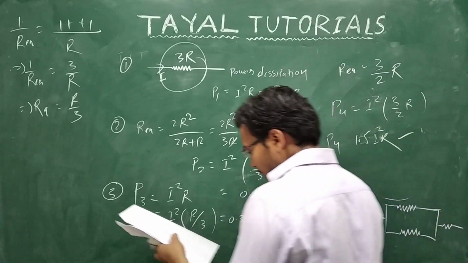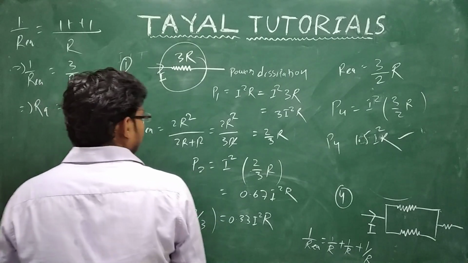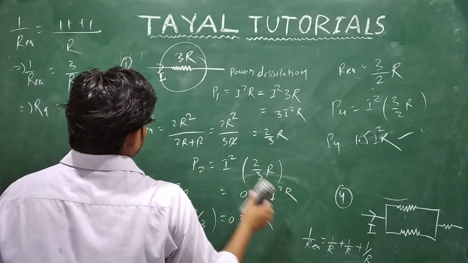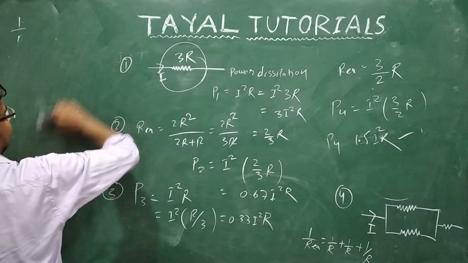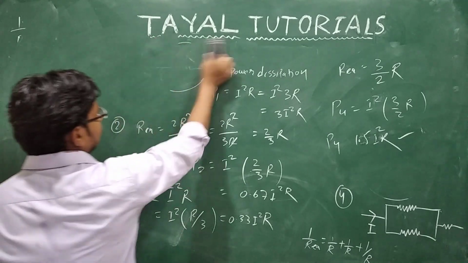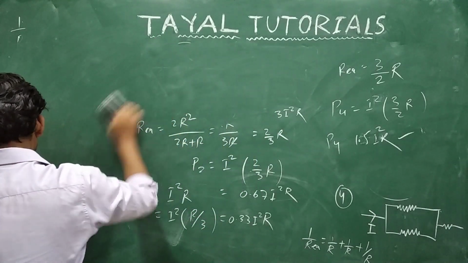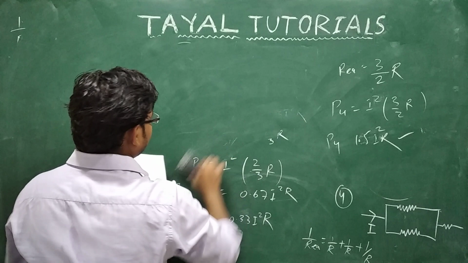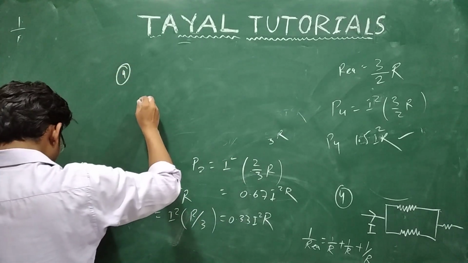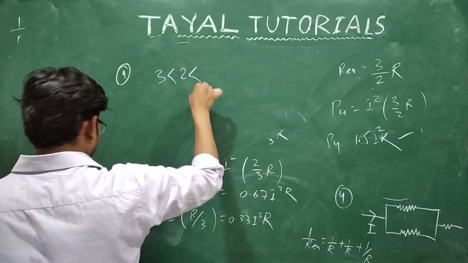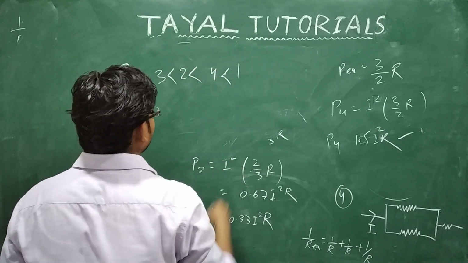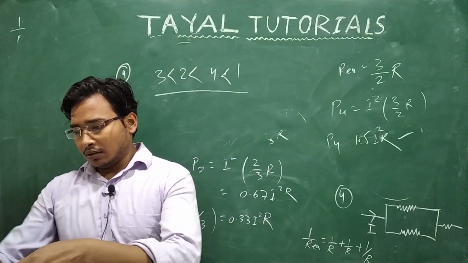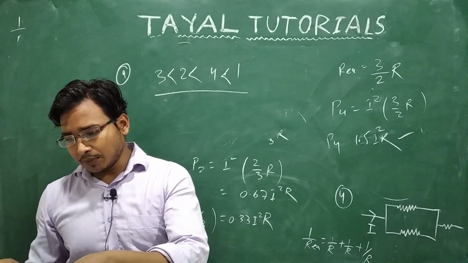Now you can simply arrange them and you will get the answer. P3 is very less, 0.33 I square R. Options are given, so the correct answer is 3 less than 2, less than 4, less than 1. This is option A. When you compare, you get 3 less than 2, less than 4, less than 1, given in increasing order. So this is your power calculation. Next question I am doing.